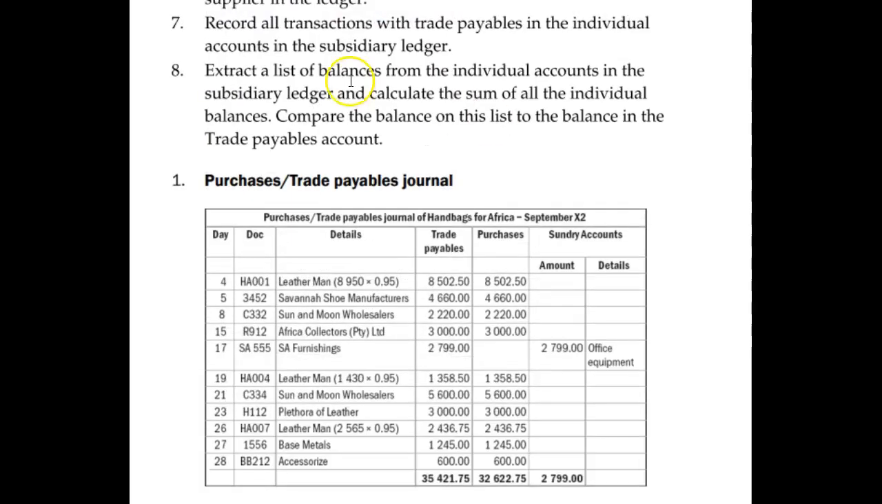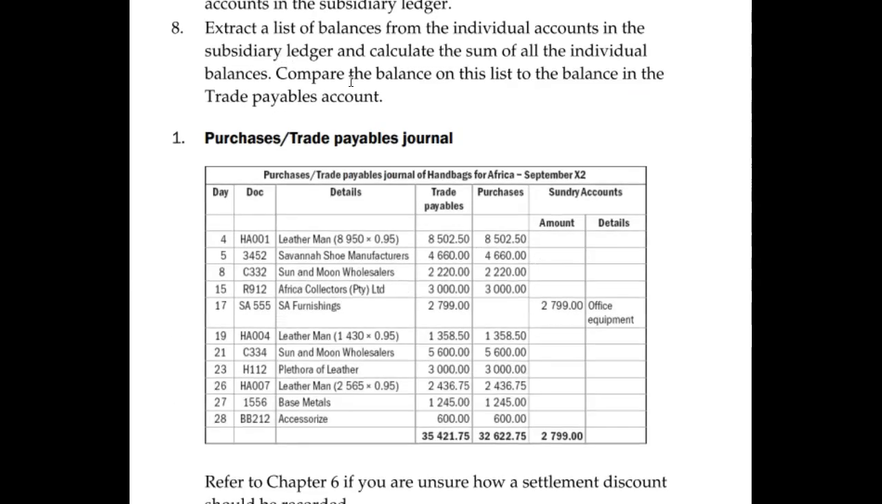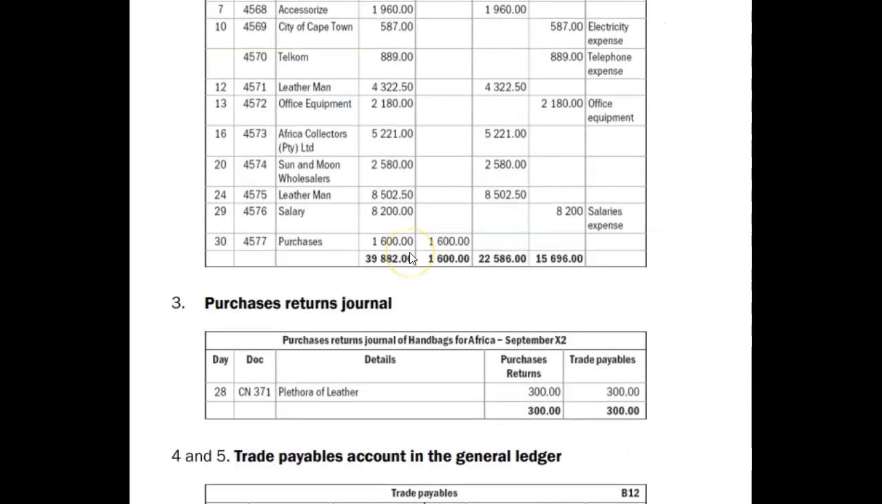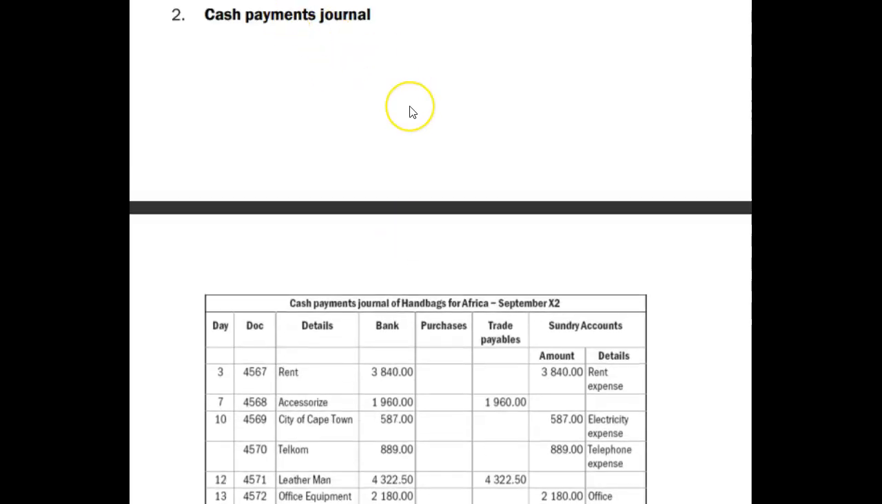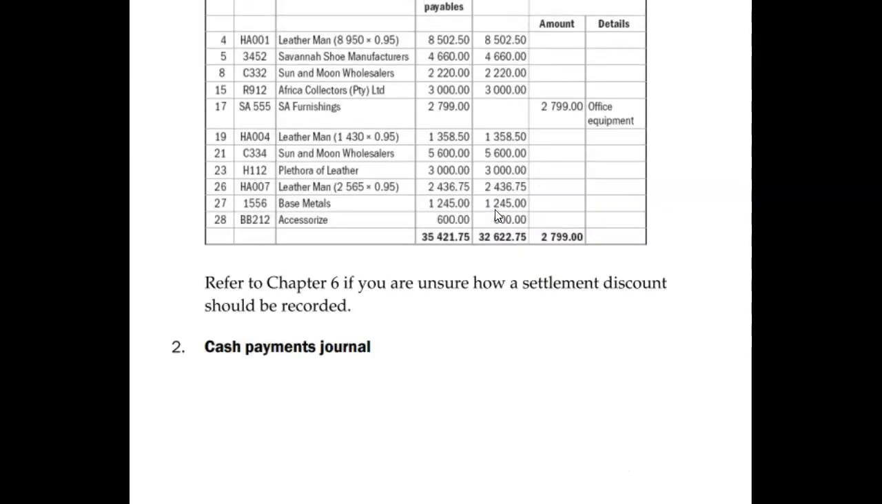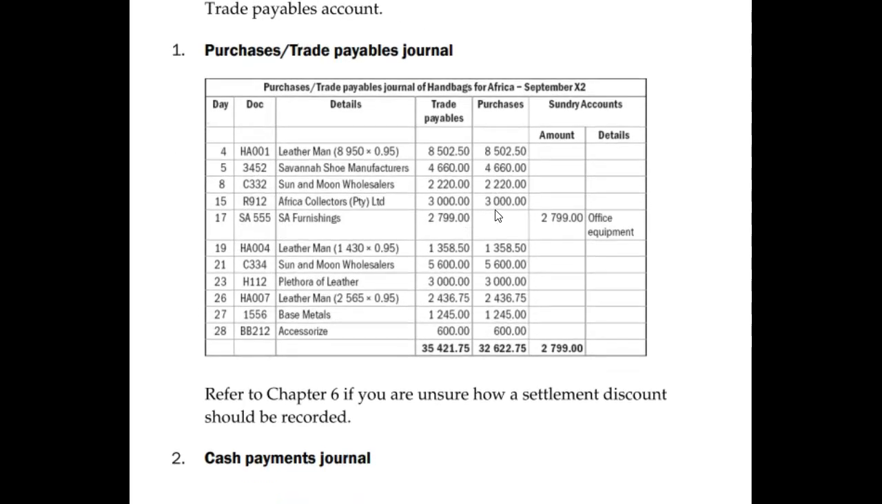Now remember, similarly now we're doing trade payables, trade receivables. Instead of purchases journal, we get sales journal. Instead of CPJ we get CRJ. And instead of purchases returns journal we get sales returns journal. And it's exactly the same concept, exactly the same, okay? So that is how you relate to these journals and how to post on them.